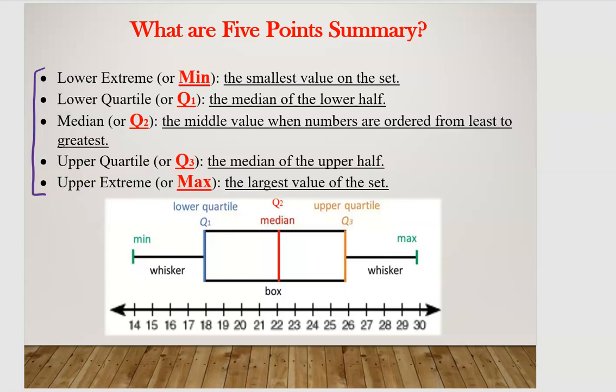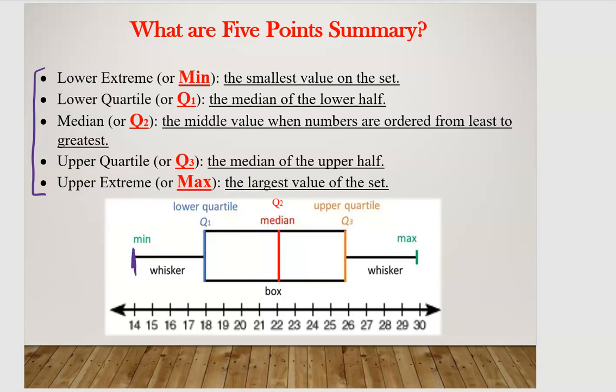There's a couple different ways that you might hear of the lowest data point that we have right here, which is called the minimum, or MIN, or the lower extreme, because it is the extreme lowest point of our entire data set. It's the smallest value that we have.